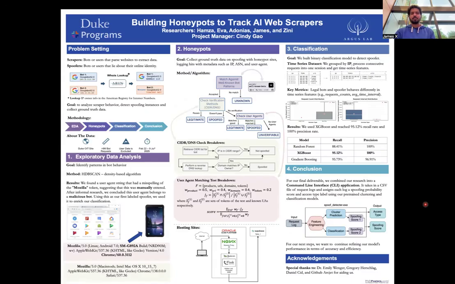Hi, I'm Hamza. We're the team building honeypots to track AI web scrapers. Scrapers are bots or users that parse through websites to extract data. A big problem with scrapers is that it is really hard to control which bots can access your website due to spoofing, which is bots lying about their identity online.